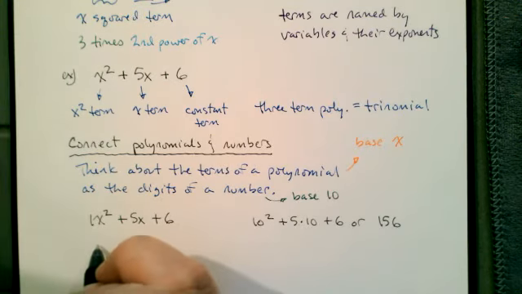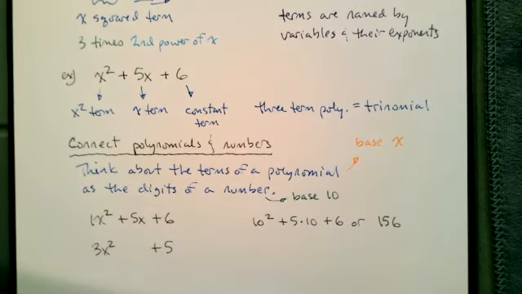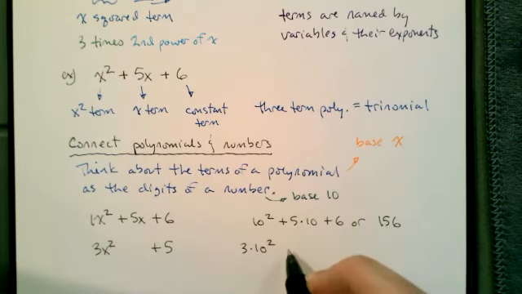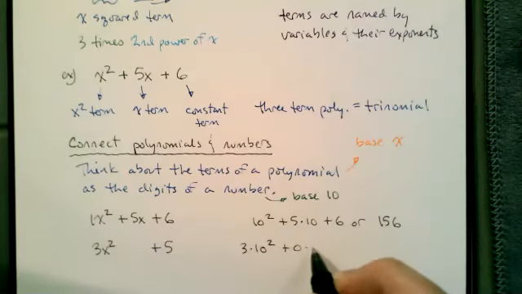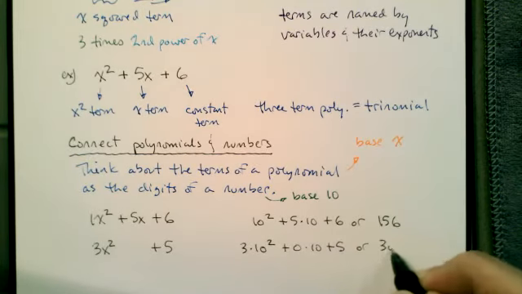When we had the polynomial 3x squared plus 5, remember when we calculated this for x equals 10, we got 305. The x squared is like the 3 10 squareds, 0 10s, and 5 1s, or 305.